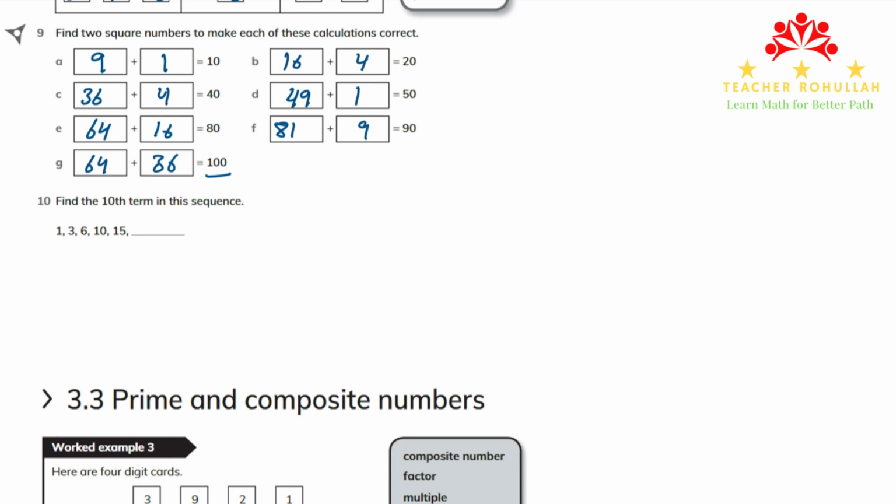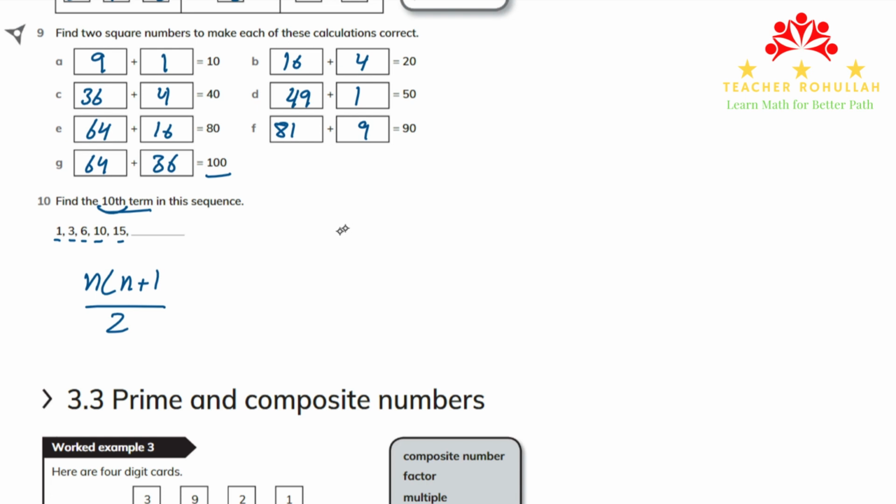Let's now move to question 10. In question 10, it says, find the 10th term in this sequence. We have the triangle numbers over here. We have 1, 3, 6, 10, and 15. To find the 10th term for this sequence, I give you a formula. This formula is n times n plus 1 divided by 2. N can be the number of terms that's given. For example, here it's asking for 10th term.